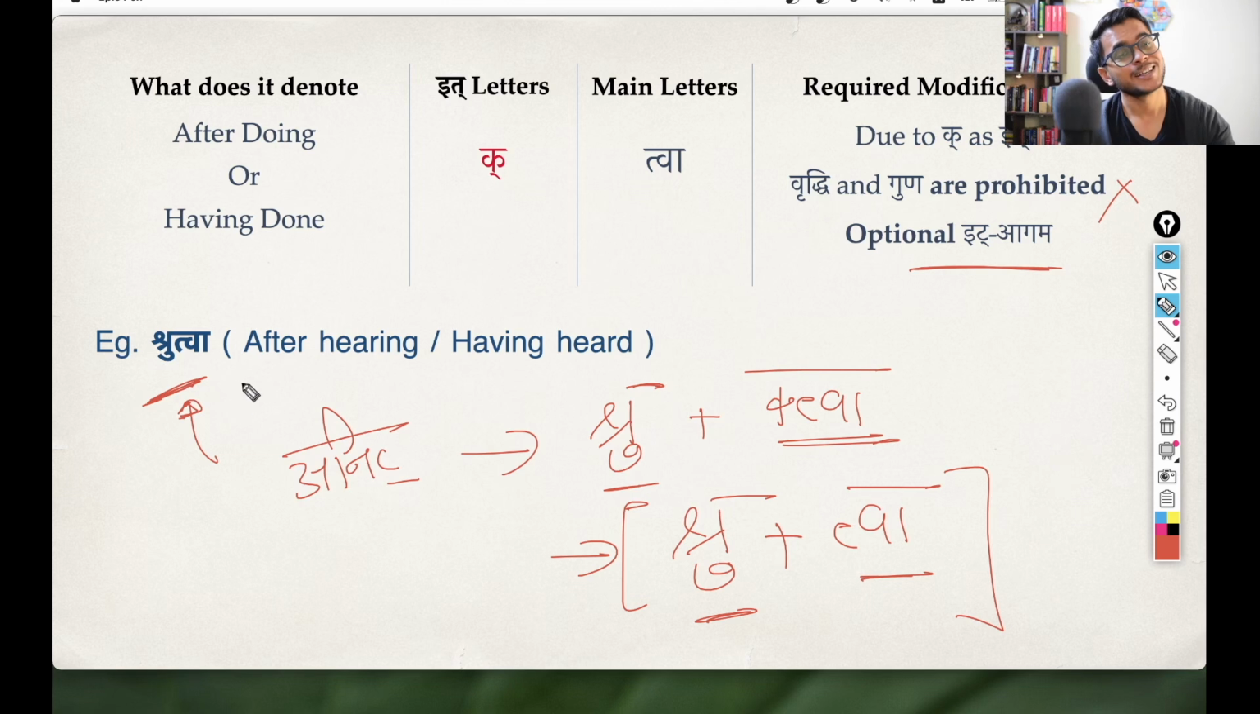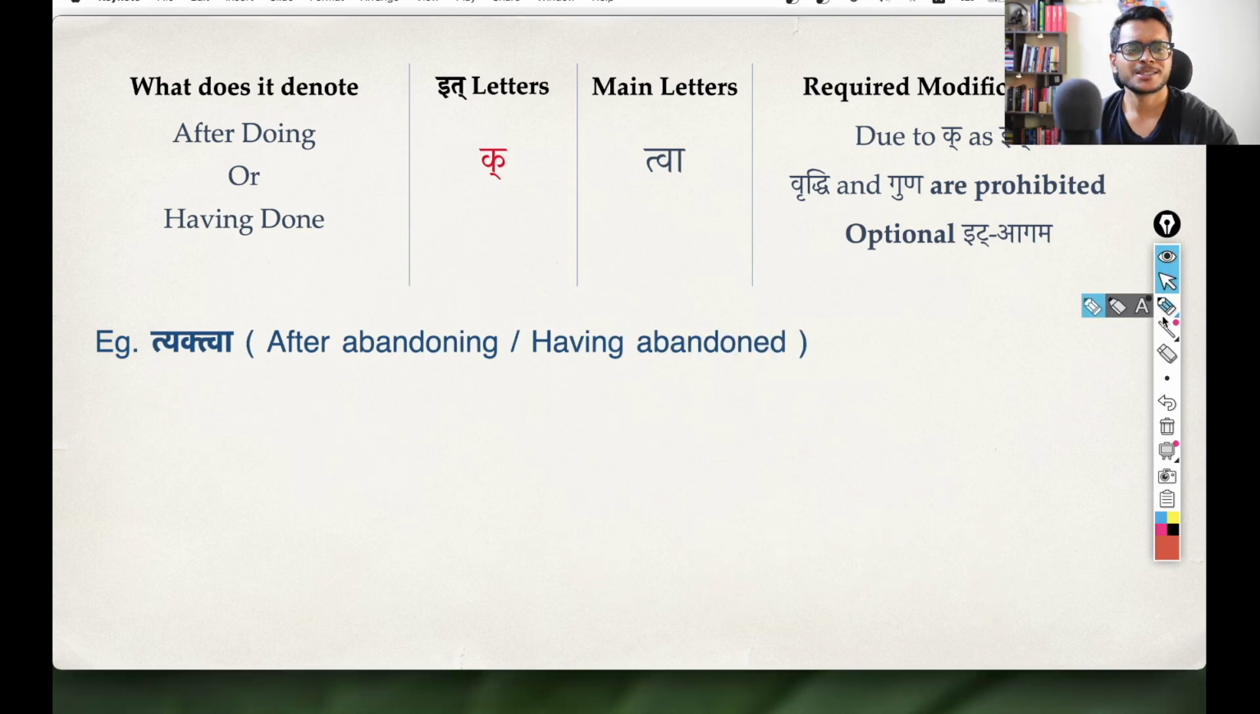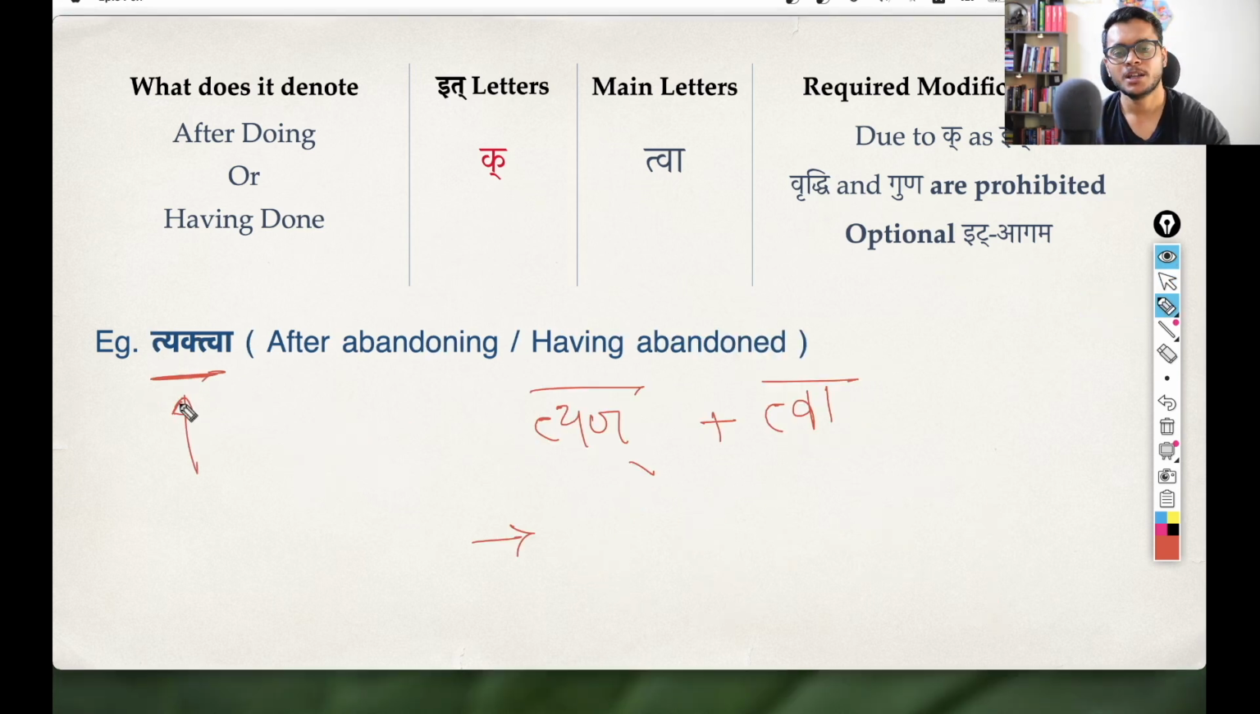So if we have any sentence like, after hearing anything I forget: kinchitapi shrutva aham vismarami. Okay, so kinchitapi shrutva, after hearing anything, aham vismarami, I forget. So it can be used like this. Okay, now let us take another example. And here we have the pada tyaktva. And we get this pada tyaktva from tyaj dhatu. Tyaj dhatu means to abandon, right?